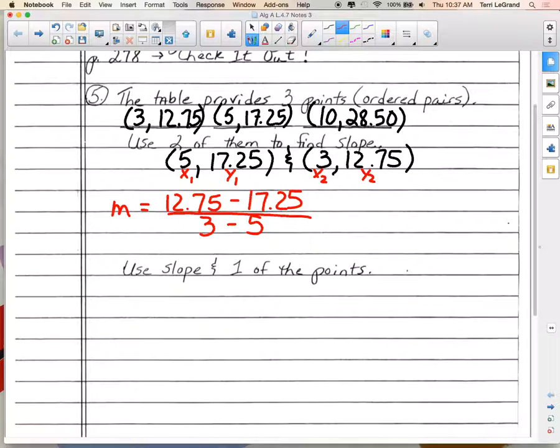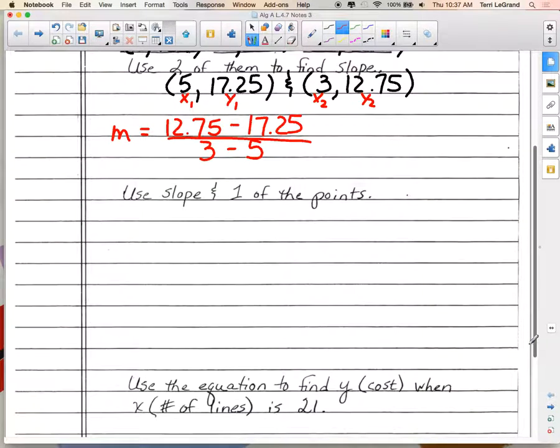If you can't do this in your head, I'd like you to do it in your head if you can. Basically, if you have $12.75 and you try to give away $17.25, how short are you? Is it negative 5.50 or negative 4.50? Which one is it? 4.50. Yeah, it's a negative 4.50.